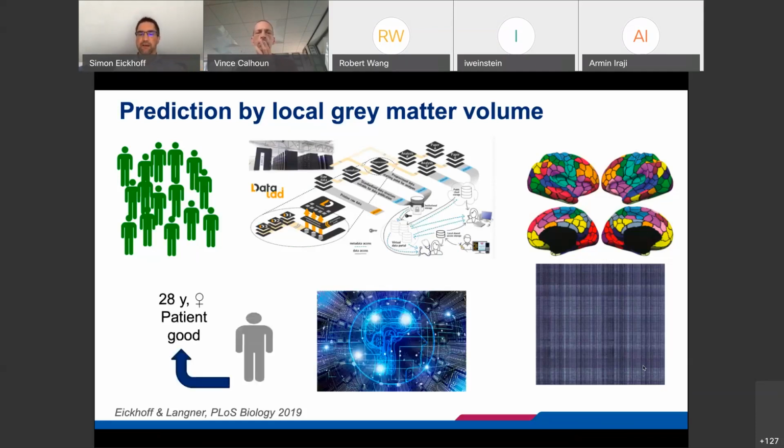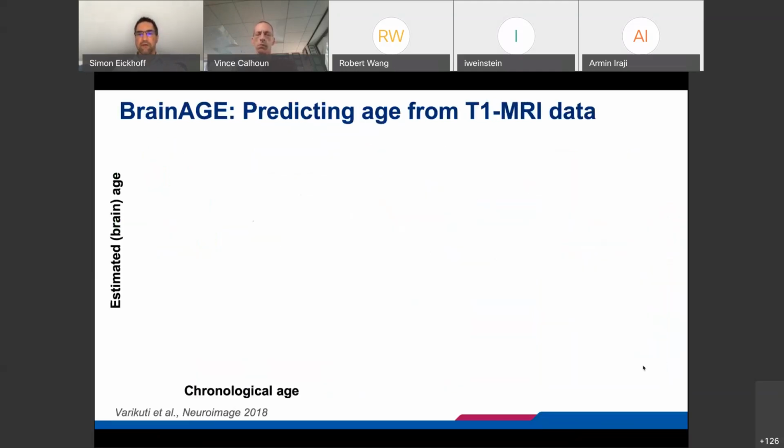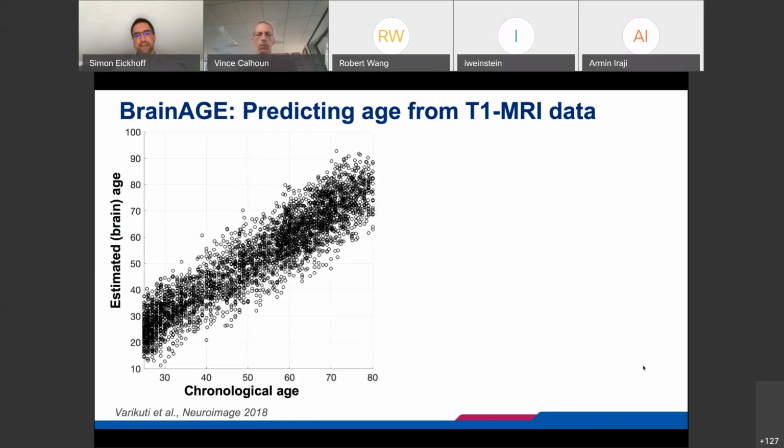Next steps are then to train your model on that subject by area matrix of, in this case, gray matter volumes, and then test it in new, previously unseen subjects. I will, for the next 2 or 3 minutes, focus on probably the prototypical application there, and that's predicting age from T1 MRI. As you can see here, we can do that actually very well.